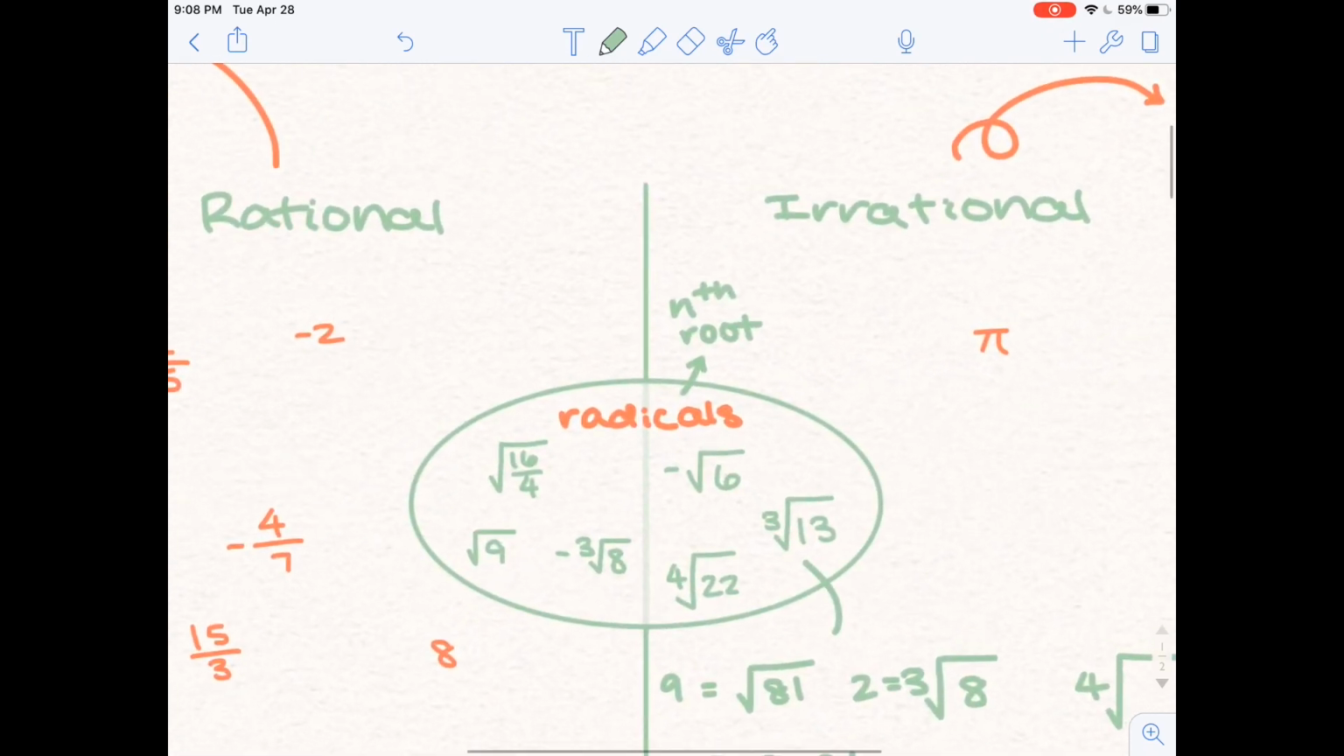Radicals can be rational or irrational depending on the numbers. If we take a look at the square root of 9, that simplifies down to 3, which is a rational number because we can write it as a fraction. But if we have something like the square root of 6 or negative root 6, that would be an irrational number because we can't simplify it into a fraction. And if we put that in a calculator, it would end up as a decimal that doesn't end or repeat.